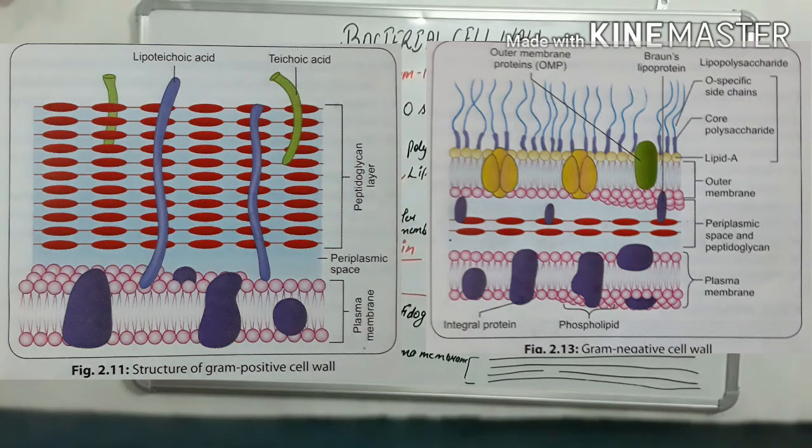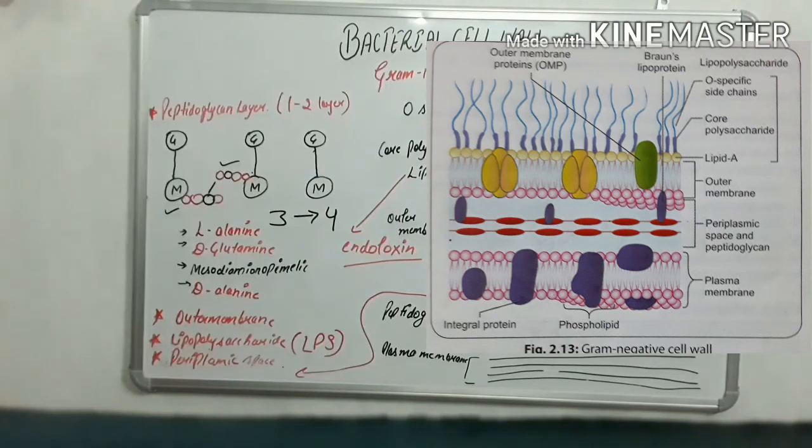Next we have the gram-negative cell wall. At the end of the gram-negative cell wall we have the plasma membrane. Above the plasma membrane we have the periplasmic space and peptidoglycan. Above that the outer membrane is present. Now you can see the green colored outer membrane protein. This green colored outer membrane protein will allow the transport of small molecules in and out. Next we have the lipopolysaccharide structure, that is lipid A, core polysaccharide and O-specific side chains.